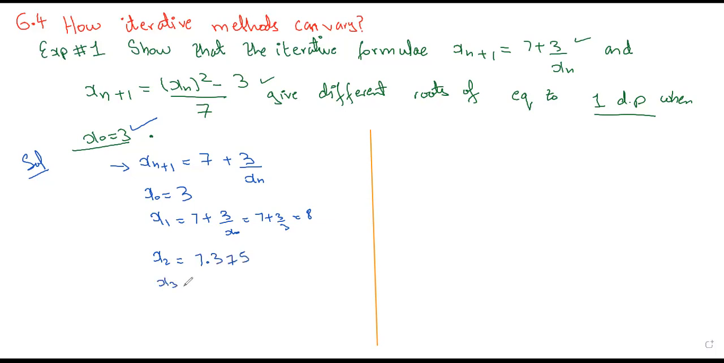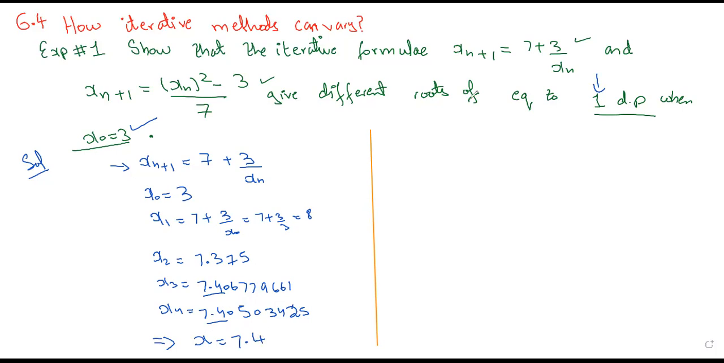X3? 7.406779. Yeah. And x4 would be 7.405034325. Okay, yeah, let's skip the ending. But here we need to check till one decimal place. So till one decimal place, we are getting the same values. This implies that x is 7.4, right? Yes.